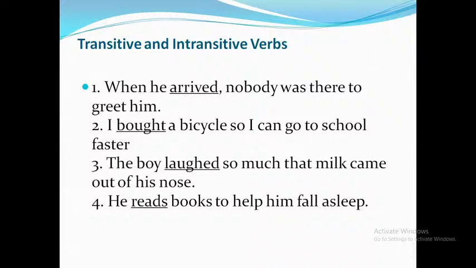Where there is an object, it will be a transitive verb; where there is no object, it will be intransitive. You can write 1, 2, 3, 4. First write these 4 answers. After that I'll give more. So my dear children, just write your answers quickly. Get ready. All the best.